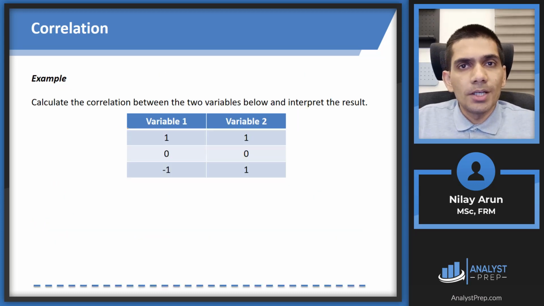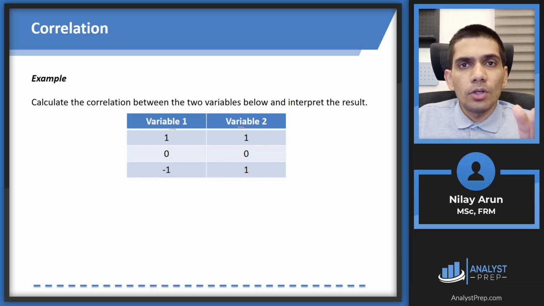Now, let's try this particular example. You need to calculate the correlation between these two variables and interpret the results. So you have variable 1 and variable 2. Variable 1 is 1, 0 and -1. Variable 2 is 1, 0 and 1.